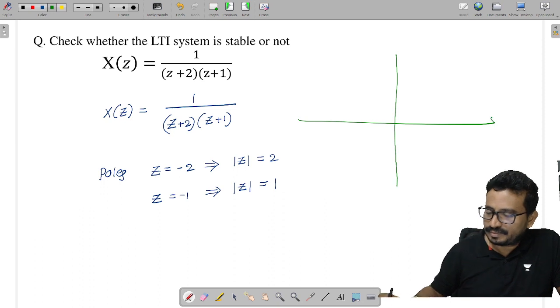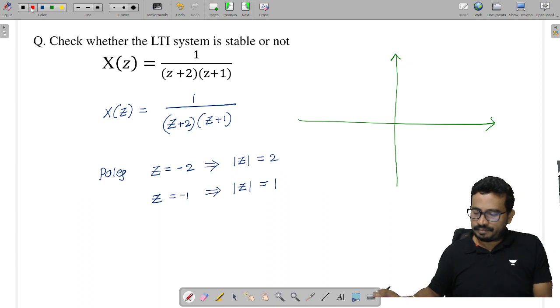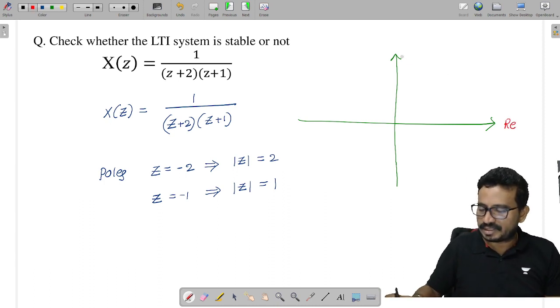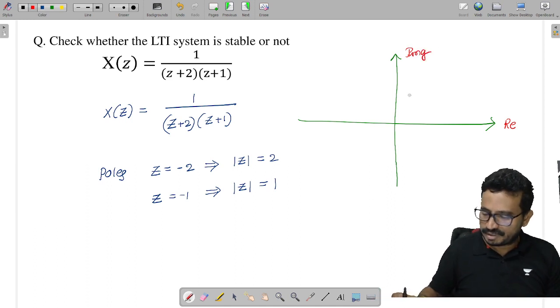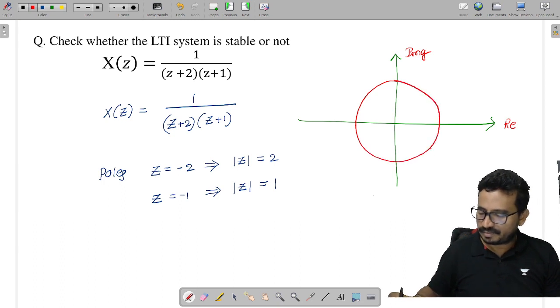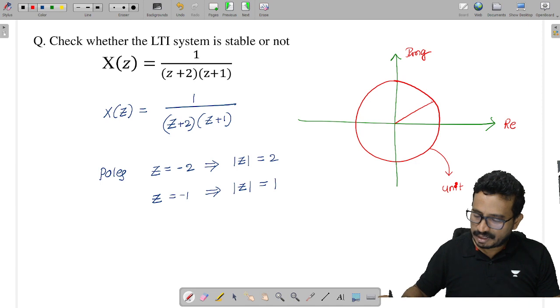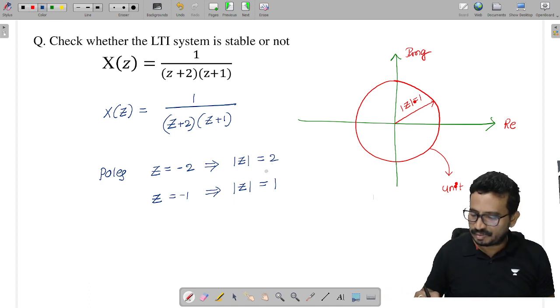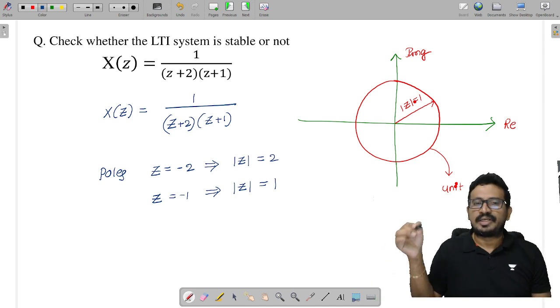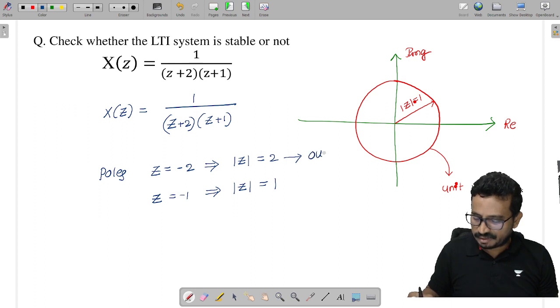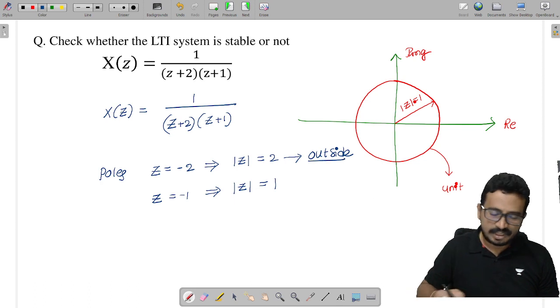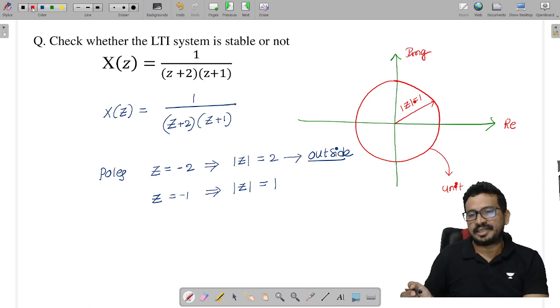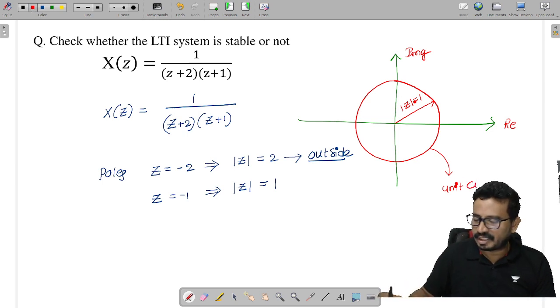Now you will see this thing carefully. This is the real axis, and this is the imaginary axis. Now you see, I have drawn this is my unit circle. At this location, how much is the mod Z value? It is equal to 1. Now you see here, mod Z is 2. That means this pole is outside. If the pole is outside the unit circle, then what can I say about the nature of the system? If any one pole lies outside, then it is unstable only. All of you tell me. So then we can call this an unstable system.